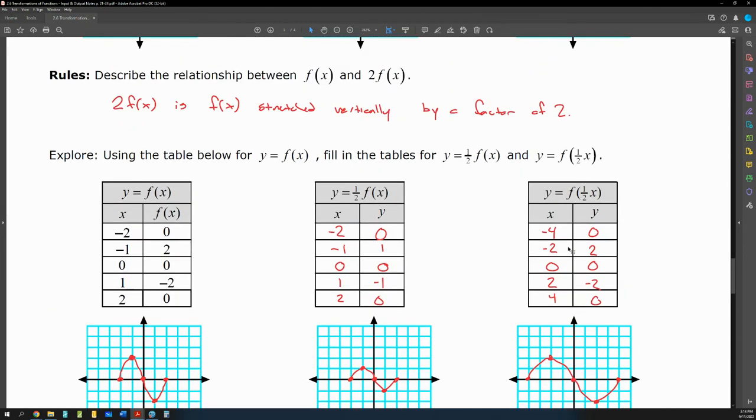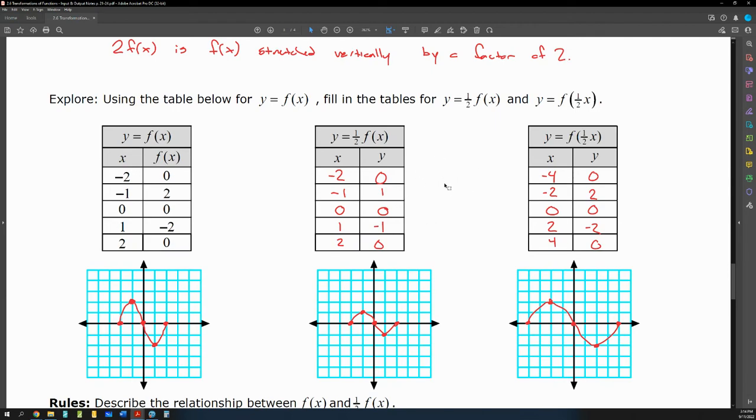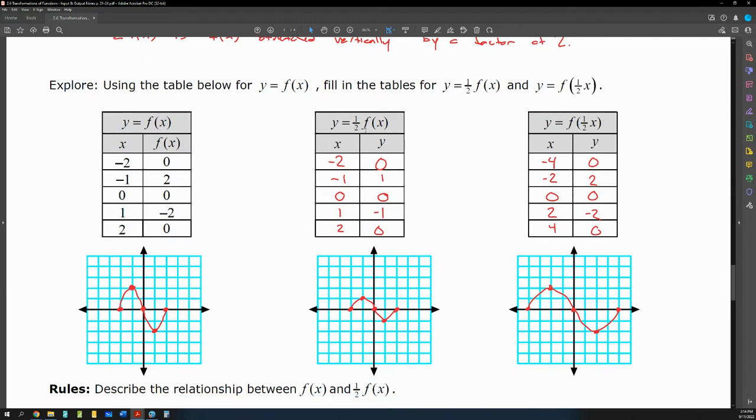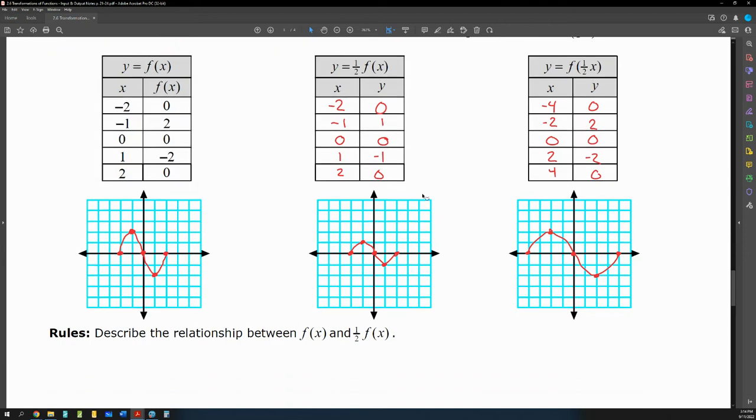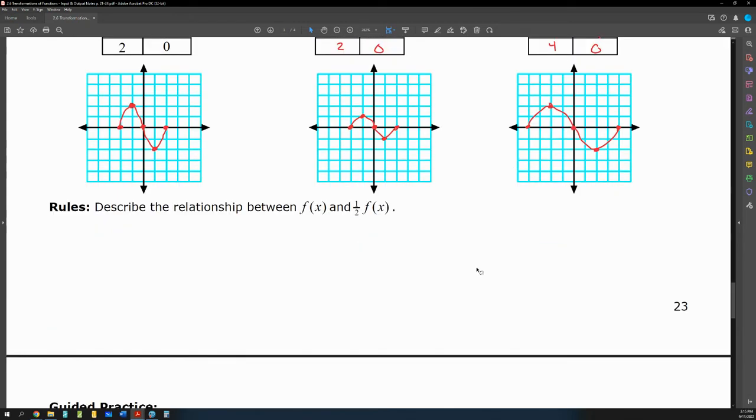So again, you might notice that this scalar multiple, right? If we multiply the output of the function by a number less than 1, then we get a vertical compression by a factor of that coefficient. And then if we multiply the input by a scalar less than 1, then we have a horizontal stretch by that factor, the factor of its reciprocal, I should say.